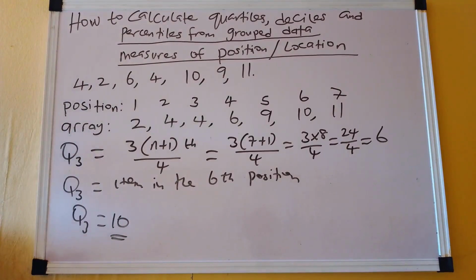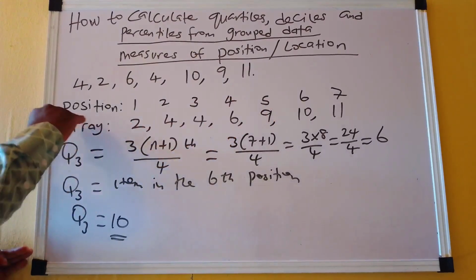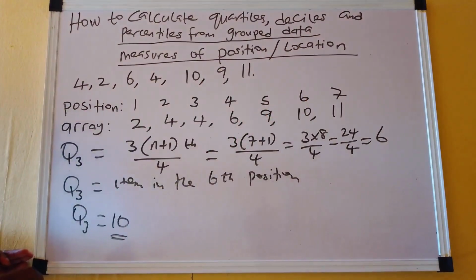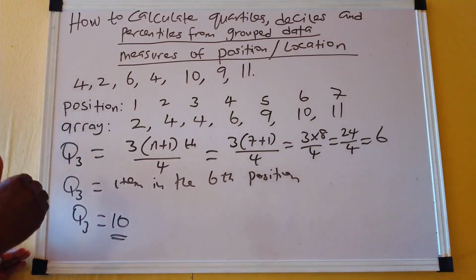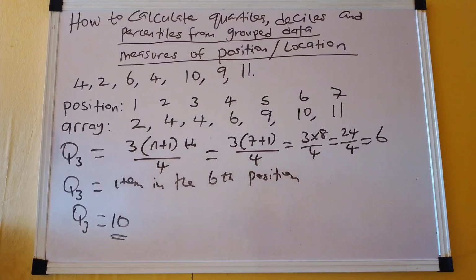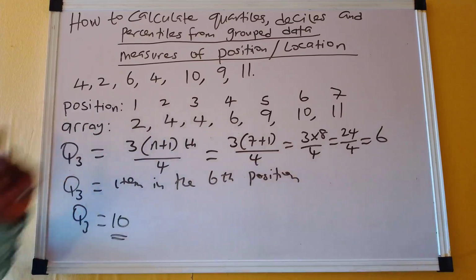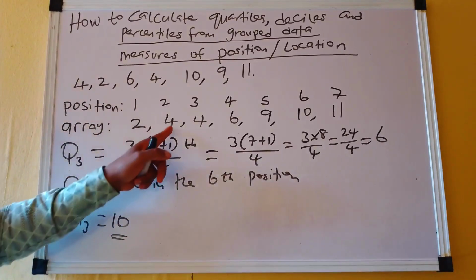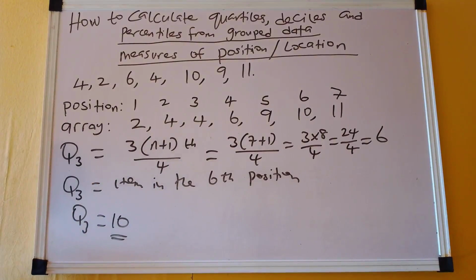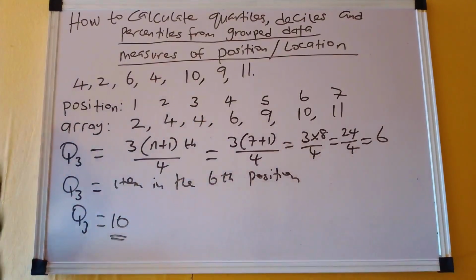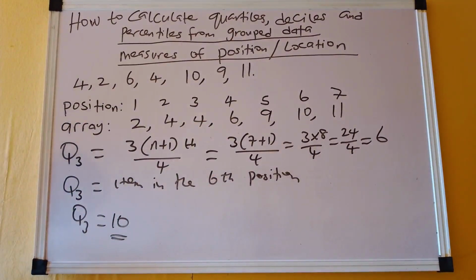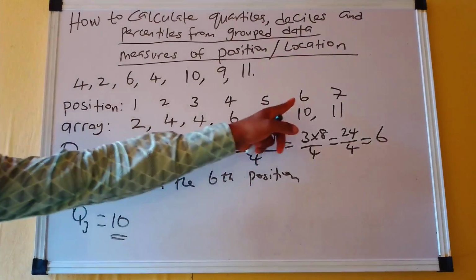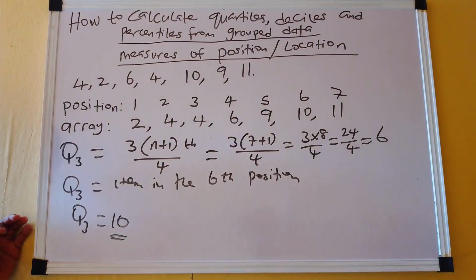So this is how you calculate them by position. You have to rank the data set, position them, then look for the item in the position you have calculated. Our Q1 is 4, the second item by ranking. Our Q2, which is also equal to the median, is the item in the fourth position, which is 6. Then our Q3, the item in the sixth position, is 10. So this is how we calculate them.